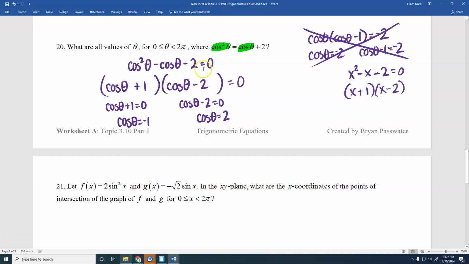Where does cosine equal negative 1? Cosine is your x-coordinate. It's pi. So theta will equal pi. Sine will equal negative 1 at 3 pi over 2. Where does cosine equal 2?